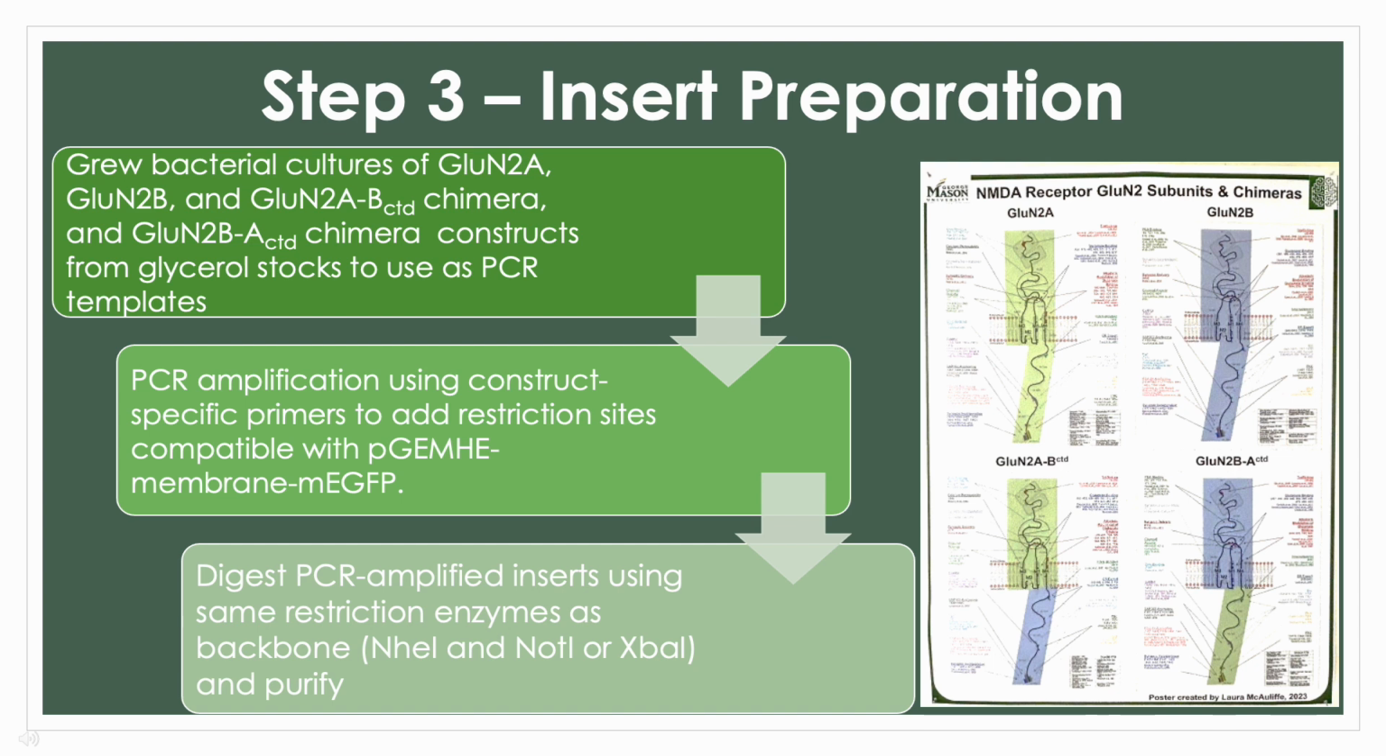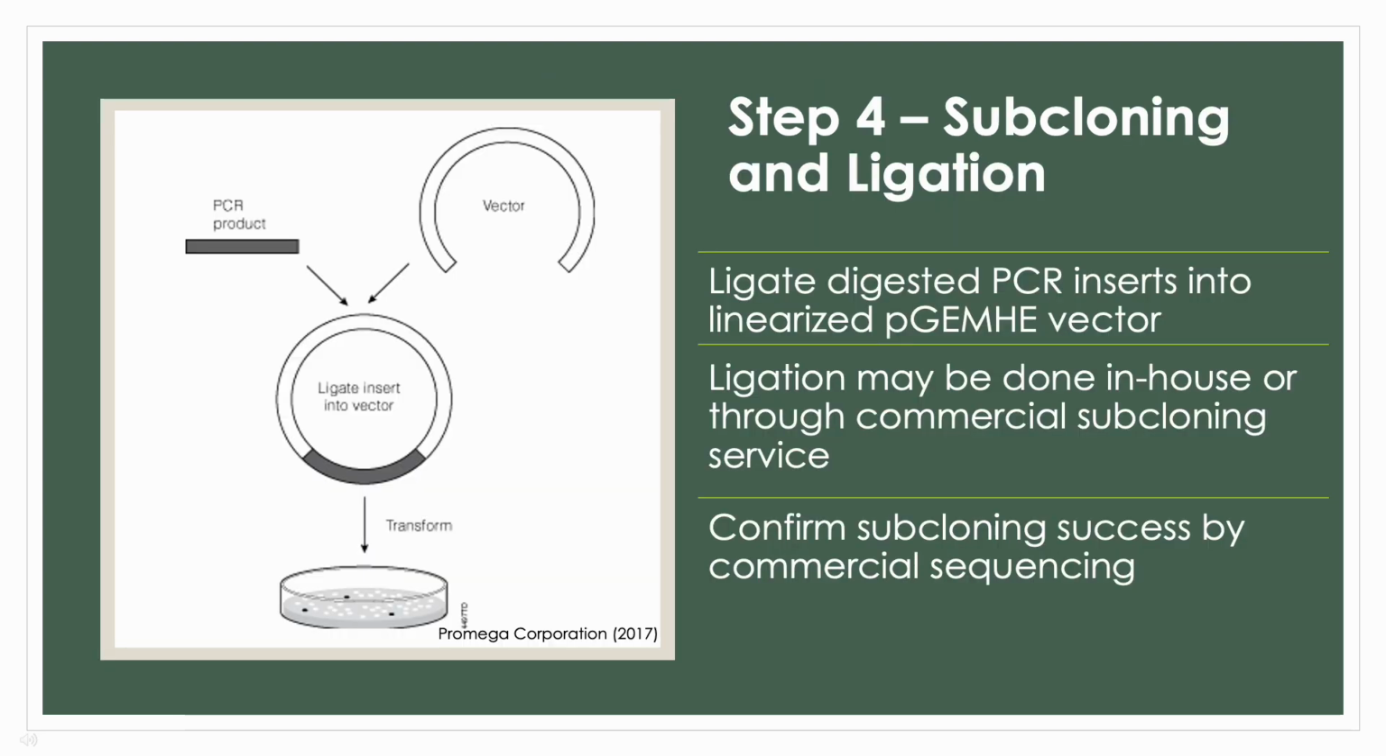Once complete, we will purify the amplified products and verify insert size by gel electrophoresis before moving on to the next phase of subcloning. After the inserts are fully amplified and purified, we will digest them with restriction enzymes to create compatible ends with the plasmid vector. We will then use a DNA ligase enzyme to join the inserts and vector together, creating new plasmids that carry either the wild-type or chimeric NMDA receptor sequences. Some ligation reactions will be performed in-house, while others may be sent for commercial cloning, depending on efficiency. Sequence verification will follow to confirm successful ligation.